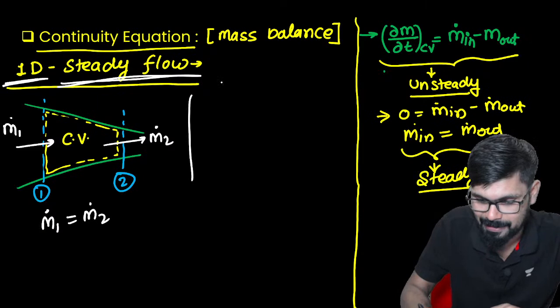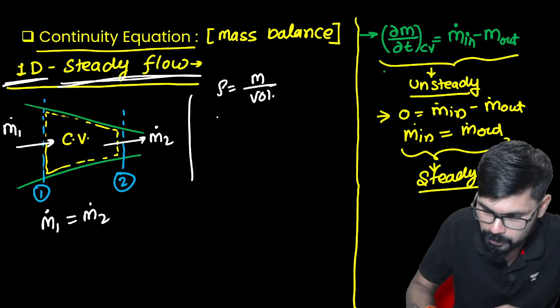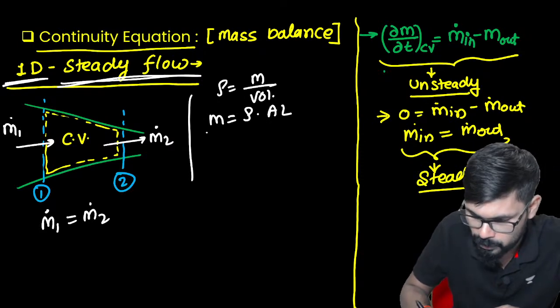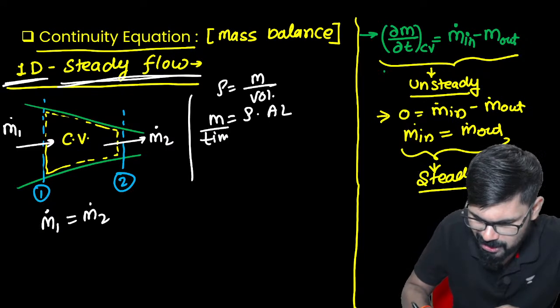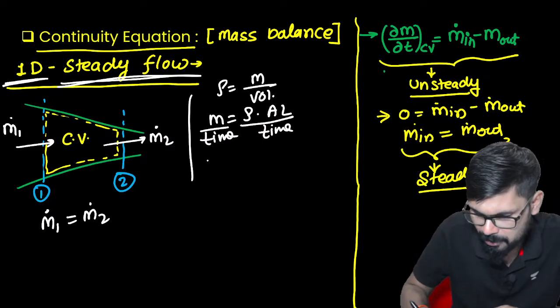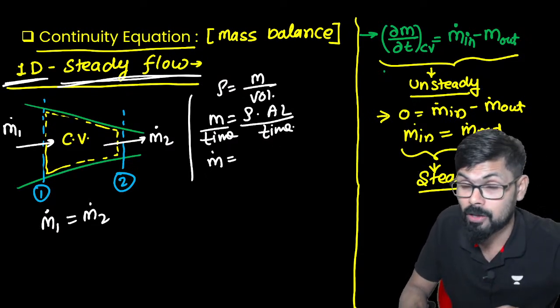Now please listen here carefully. What is rho? Rho is equal to mass per unit volume. What is mass? Mass is rho into volume. Volume is area into length. Now divide both sides by time. Mass by time is m dot. L by time is velocity.